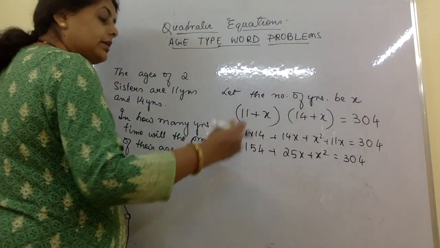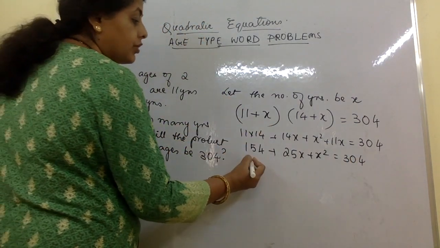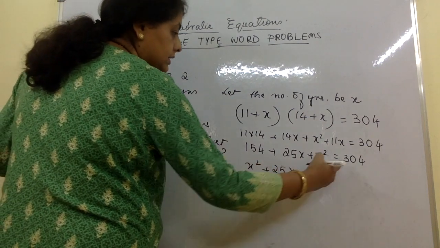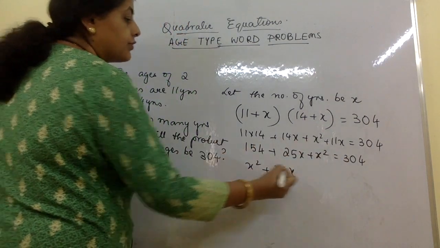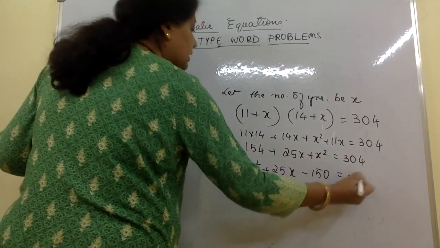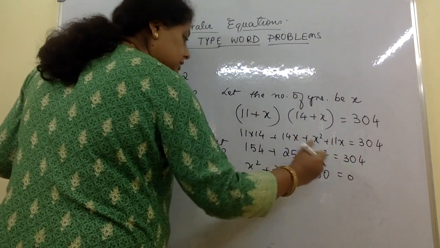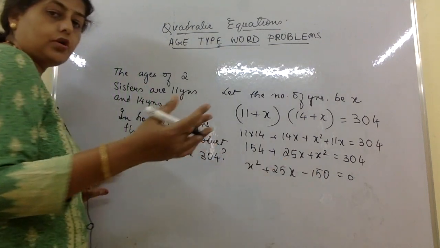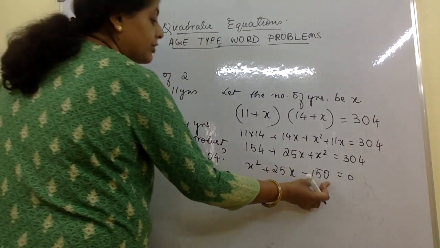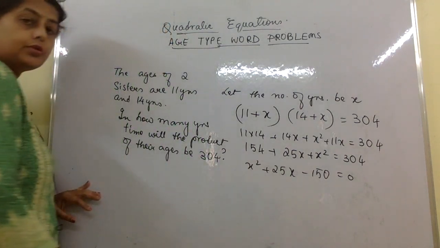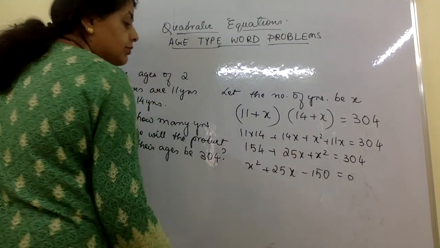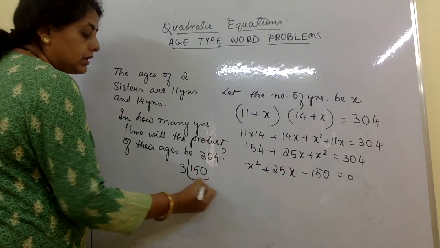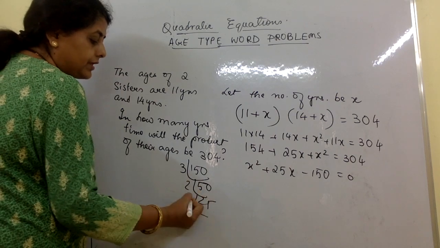So we will bring it into a quadratic equation formation. So here x square plus 25x, and this is 304 and 154. So if I subtract, I get 150. This comes this side, 304 comes this side, becomes minus, this is plus. Okay, so I have written it in the form of a quadratic equation. Now I shall be doing prime factorization of this number, and I'll see what are the factors I can get. 150, that is 3, 50, 2, 25, 5 and 5.